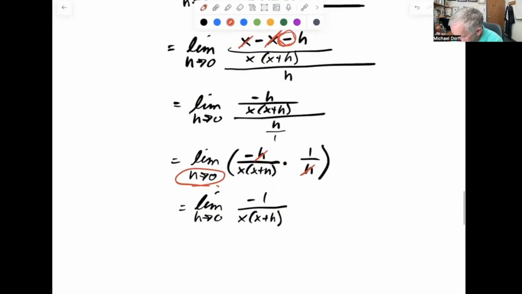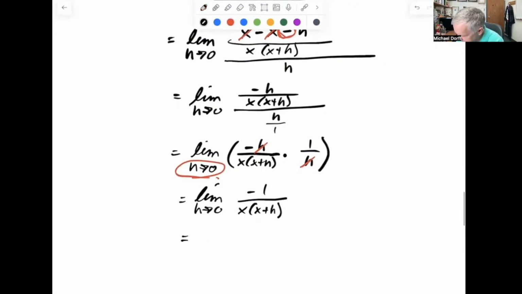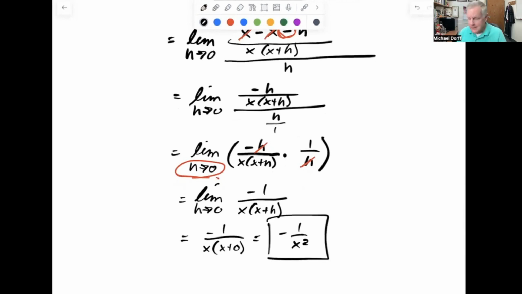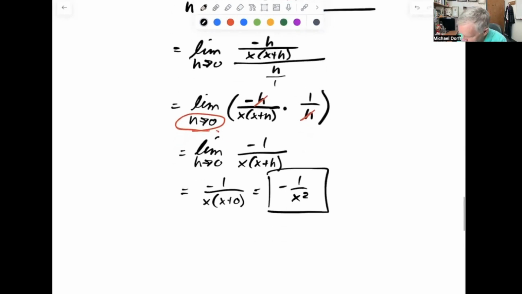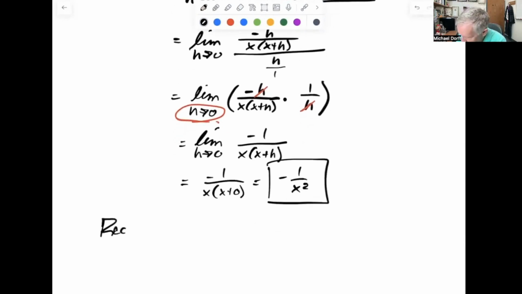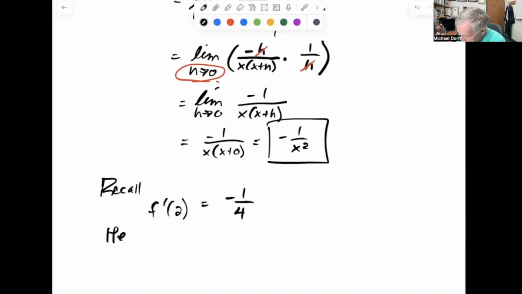All right, so now I do my direct substitution, and I get negative 1 on top and x in the denominator times x plus 0, which then simplifies to negative 1 over x squared. Now, how is this different from the example we did at the very beginning? Recall we did the derivative at 2, and we came up with negative 1 over 4. Well, here we have the derivative of 1 over x is negative 1 over x squared.